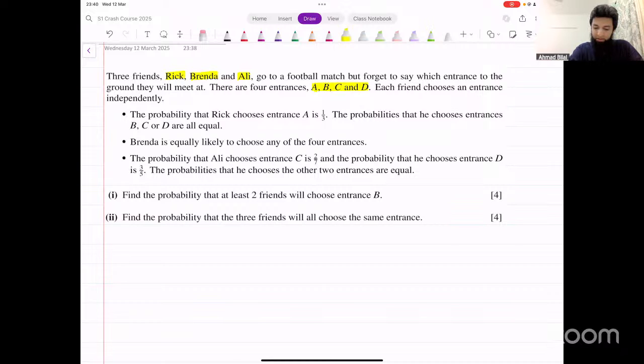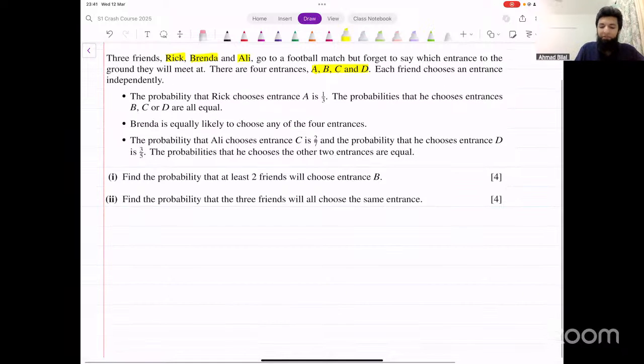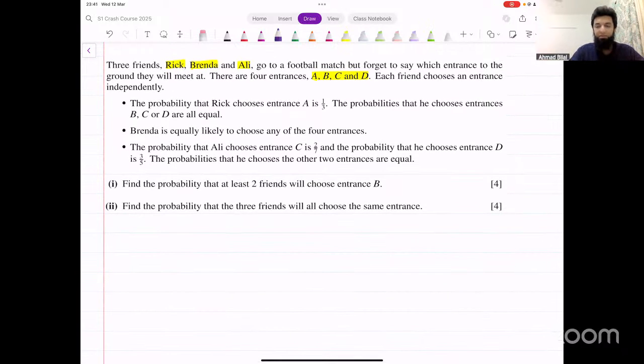Probability that Rick chooses entrance A is 1 over 3. The probability that he chooses entrances B, C, or D are all equal. Okay. We have probabilities for Rick there. Brenda is equally likely to choose any of the 4 entrances. The probability that Ali chooses entrance C is 2 over 7. The probability that he chooses entrance D is 3 over 5. Okay, let's write down all of these probabilities. They've explained the probabilities in statements here. Let's write down the numbers from them. That will make it easier for us to do our calculation.